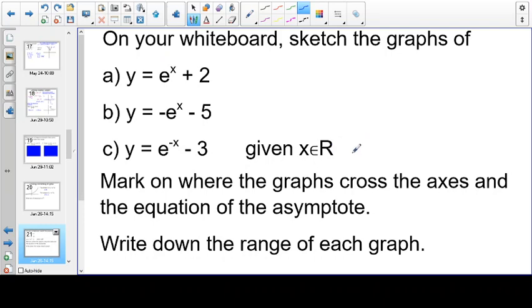So I would like you to pause the video and try and sketch those three graphs. Mark on where it crosses the axes if you can, and for given the domain, which is the set of reals, write down what the range is.